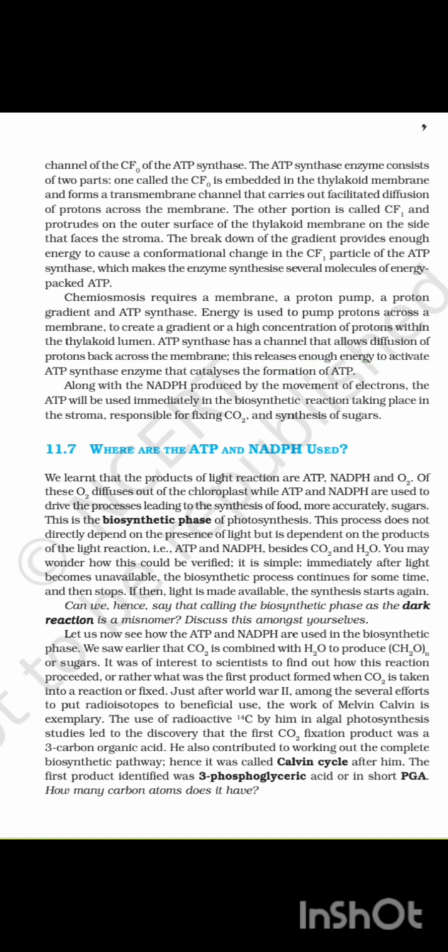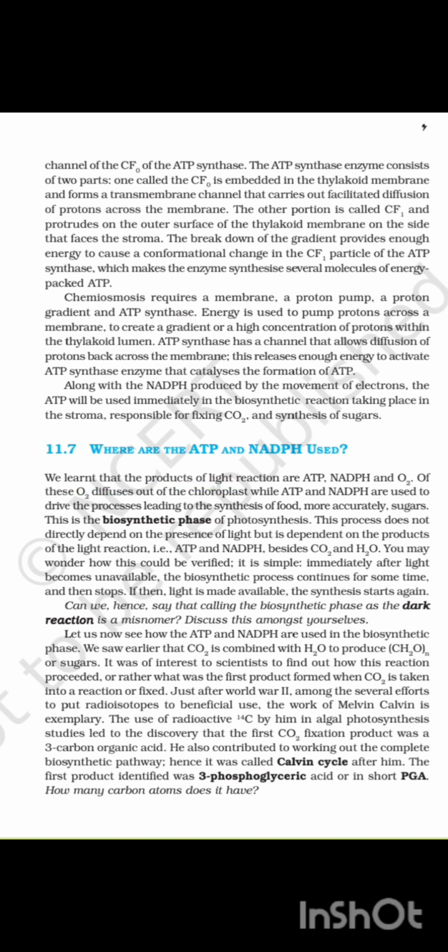This releases enough energy to activate ATP synthase, an enzyme that catalyzes the formation of ATP, along with the NADPH produced by the movement of electrons. The ATP will be used immediately in the biosynthetic reaction taking place in the stroma, responsible for fixing carbon dioxide and synthesis of sugar. 11.7 Where are the ATP and NADPH used?